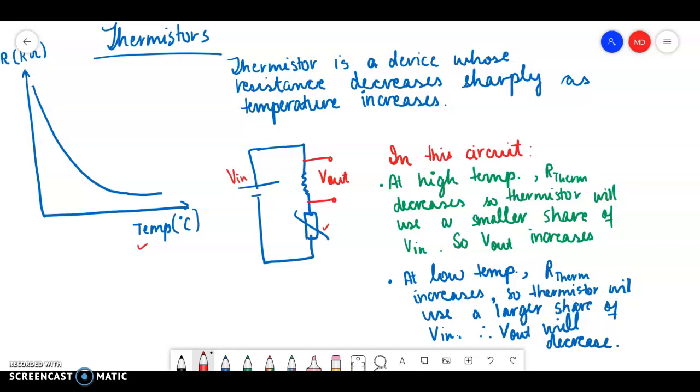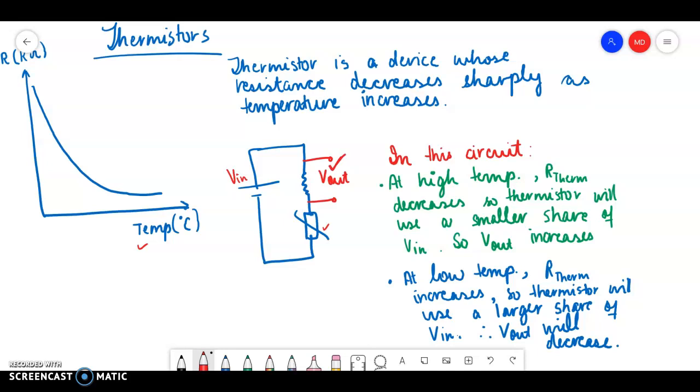So let's have a look at this circuit. We put the thermistor in series with another resistor, where we've taken the output. So we'll have the air conditioner here somewhere. What will happen is, we know that in a series circuit, voltage is shared, and the higher resistance gets a higher share of the input supply. So in this circuit, if the temperature is high, if it's getting really warm, don't you want your air conditioner to work? So you want the V output to be enough for the air conditioner to work.